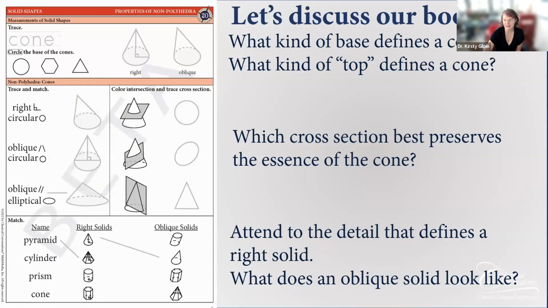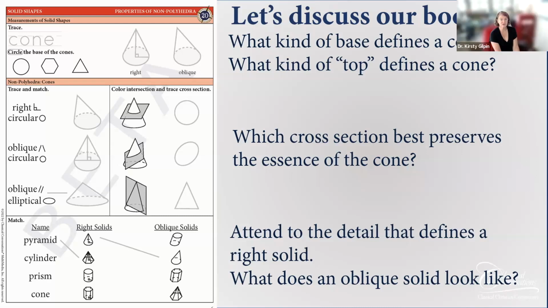Okay, so let's go ahead and take a look at the naturals. That's the book that we're talking about this week. So look at what's here on the page. This is one page from our naturals. And think about what kind of a base defines a cone, and then what kind of a top defines a cone? If you were to describe it to somebody, how would you describe it? The base is the circle and the top is the triangle.